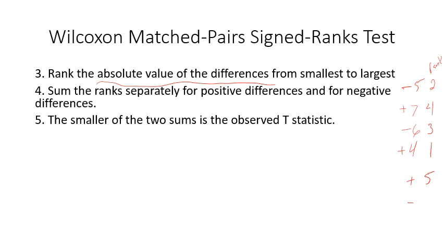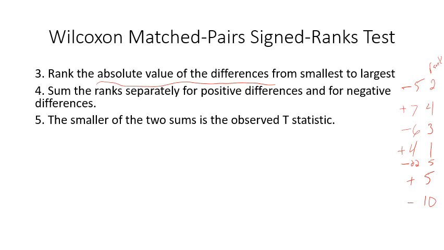And let's even add another one here. Let's do negative 22. Well, this is going to get a rank of 5. So now we add up the ranks for the negative values as well. We've got negative 5 is rank 2, negative 6 is rank 3, negative 22 is rank 5. We add those up together, we get 10. So our negative ranks is 10, our positive ranks is 5.